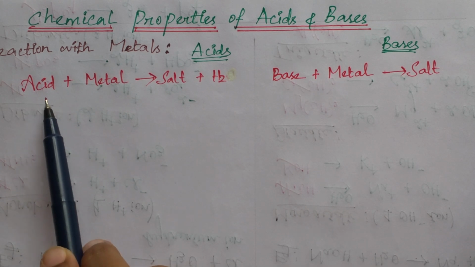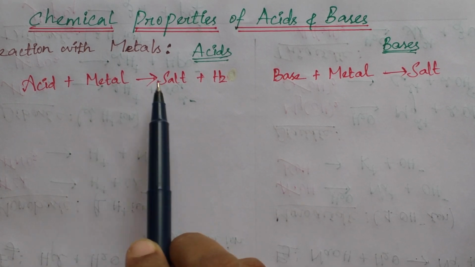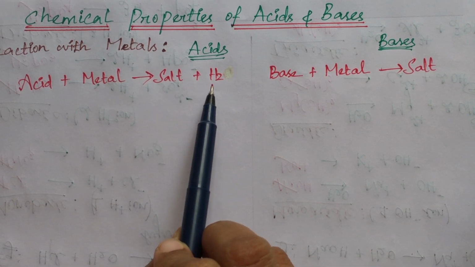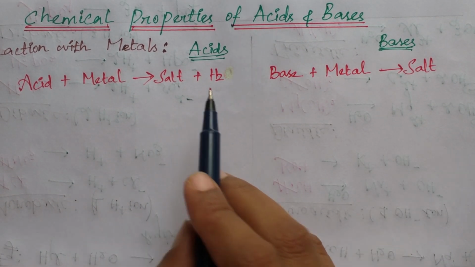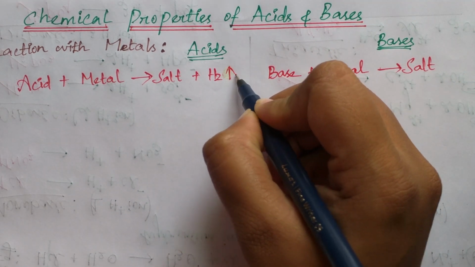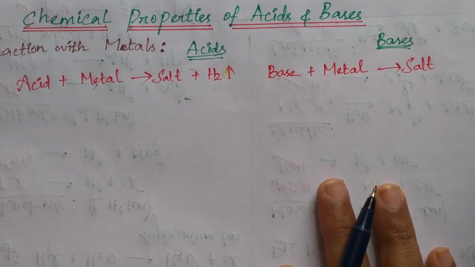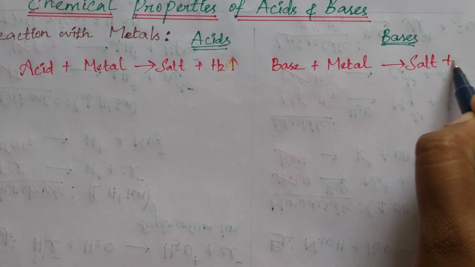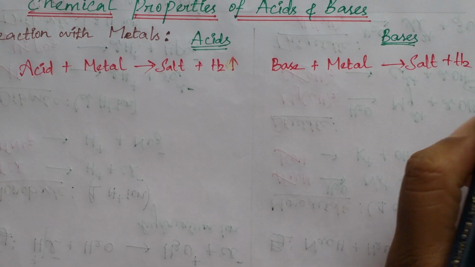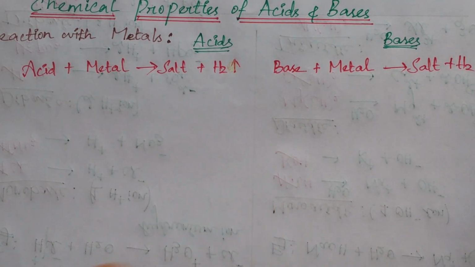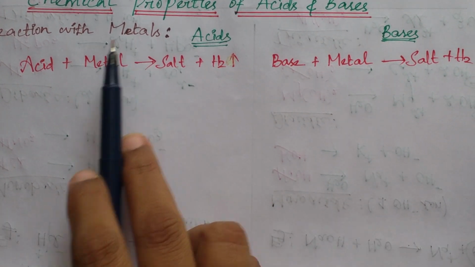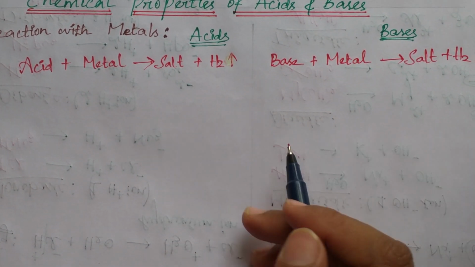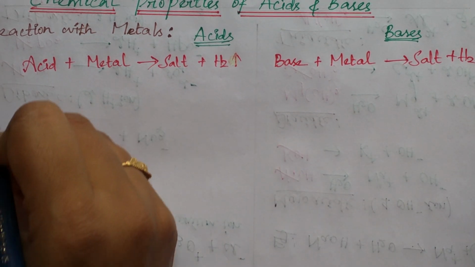You should know, when an acid reacts with a metal, it produces the corresponding salt with liberation of hydrogen gas. So usually gas, how will you mention? With an upward arrow mark. So for a base also, when a base reacts with a metal, it produces salt plus hydrogen gas. So in these two reactions, the product is the same. So when an acid or base reacts with metals, it gives salt plus hydrogen gas. So example, see here.